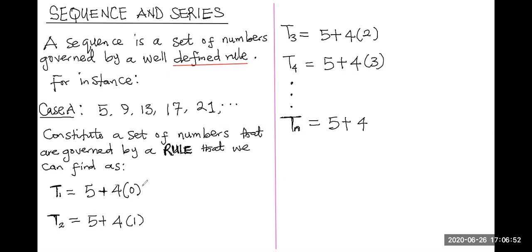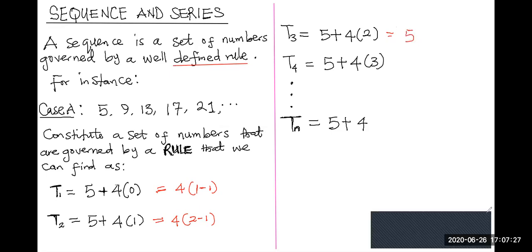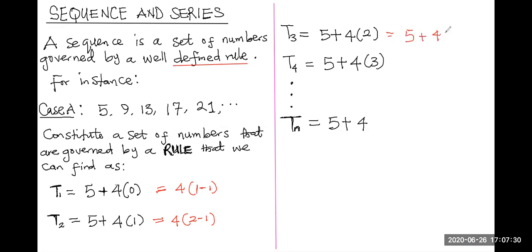Now we're talking about the nth term. When it was the first one, it was 4 multiplied by 0. And I will draw your attention that 4 times 0 is the same as saying 4 multiplied by 1 minus 1. This one, 4 times 1, is the same as saying 4 multiplied by 2 minus 1. Because when it is the second one, it is times by 1. So 2 minus 1, you have 1. When it is the third one, it is the same as saying 5 plus 4 multiplied by 3 minus 1. Okay?